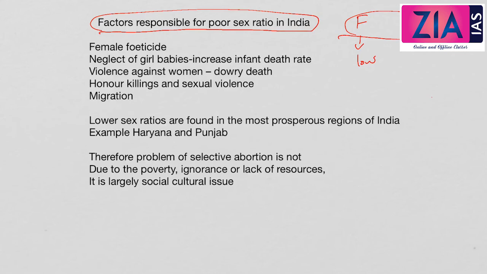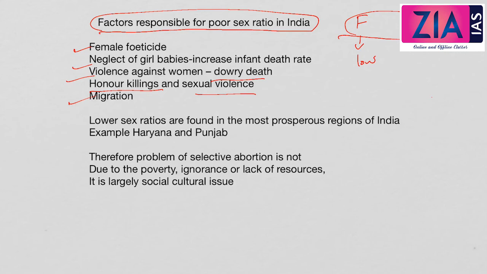These factors include female feticide, neglect of girl babies. These things do not require much explanation. Very simple. But keep a note, write in a notebook and revise it frequently so that when a question comes, without wasting much time, you can directly get into the answer. I'm providing these notes for that. Neglect of girl babies, increased infant death rate, etc. Violence against women, dowry deaths, honor killings, sexual violence and migration. All these things are factors responsible for poor sex ratio.